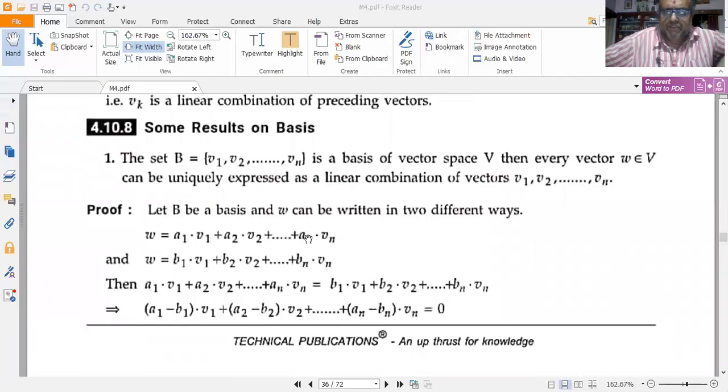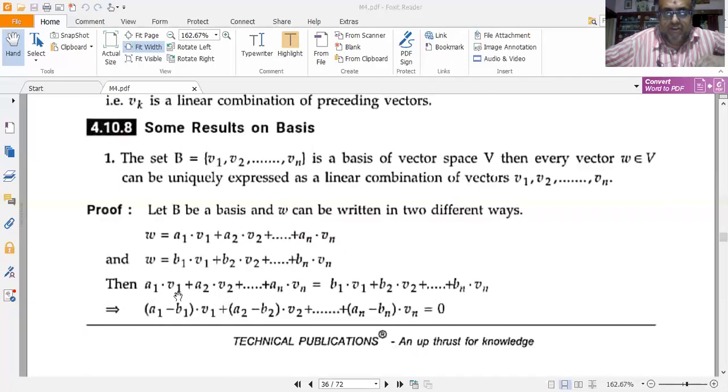Let B be a basis and w be written in two different ways. That is, w is equal to a1 v1 plus a2 v2 plus etc. up till an vn. So here I have expressed w in terms of a. Now let me express w in terms of b. That is, w is equal to b1 v1 plus b2 v2 plus etc. up till bn vn. Then I can equate these two equations.